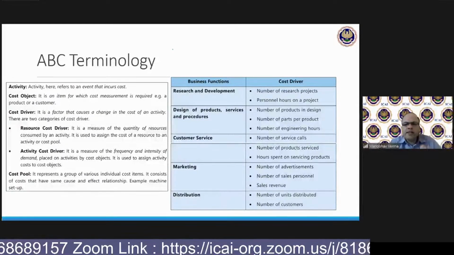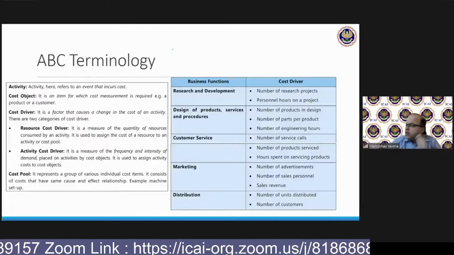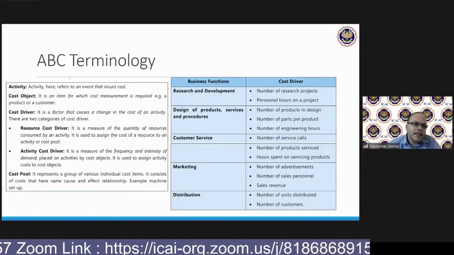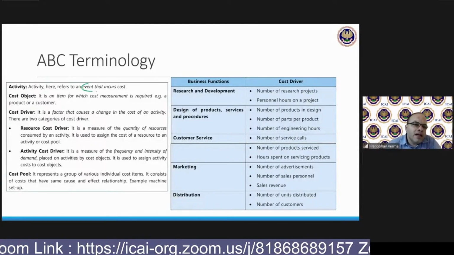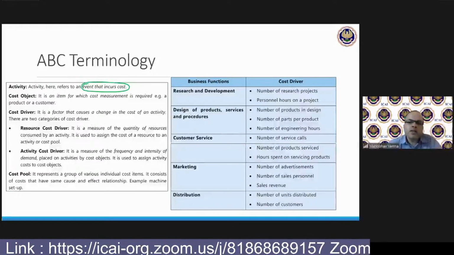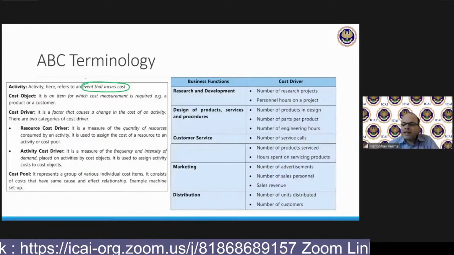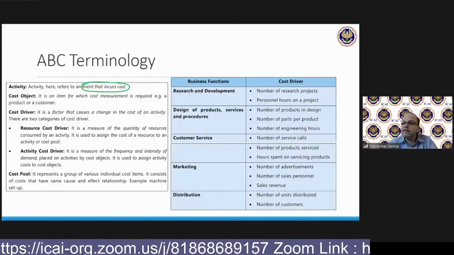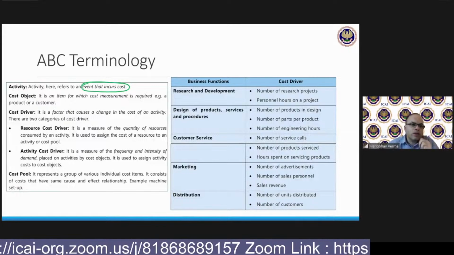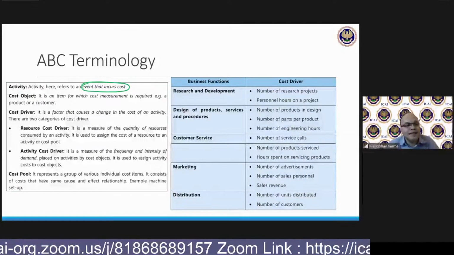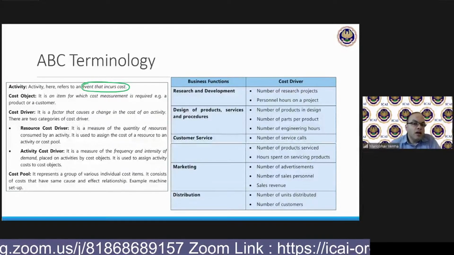So what is an activity? Activity is an event that incurs cost. So what is resulting in the cost? As I said, number of redesigns. So what's an activity? Redesign is an activity. Handling cost: what is the activity? Material handling is an activity, right?